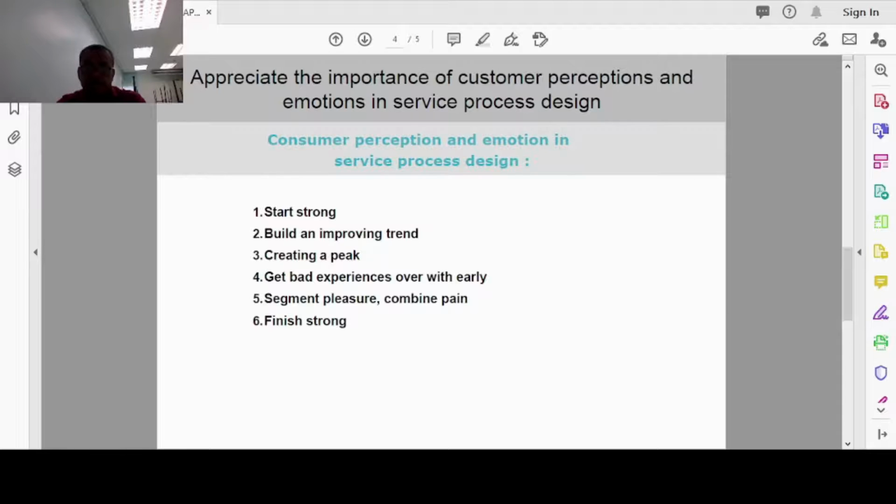Appreciate the importance of customer perception and emotion in service process design. Customer perception and emotion in service process design consist of: first, start strong; build an improving trend; create a big finish; get bad experiences over with early; segment pleasure, combine pains; and finish strong.